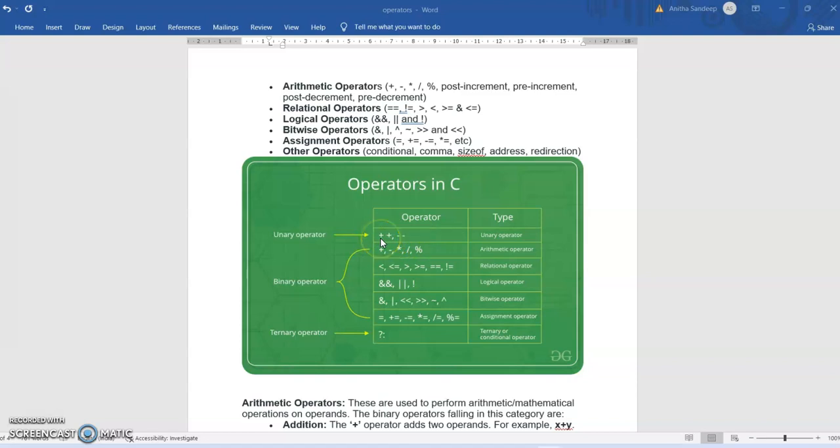Example here, plus plus, minus minus. So I'll be writing x plus plus or minus minus x. So only one operand is required. And some arithmetic operators here are plus, minus, star, slash, modulus. These are binary operators. Again, the relational operators are binary, the logical operators are binary, whereas the single not is a unary operator, and bitwise operators are binary, and assignment operators are again binary. Then the ternary operator requires three operands. It is question mark, colon, also called the conditional operator.